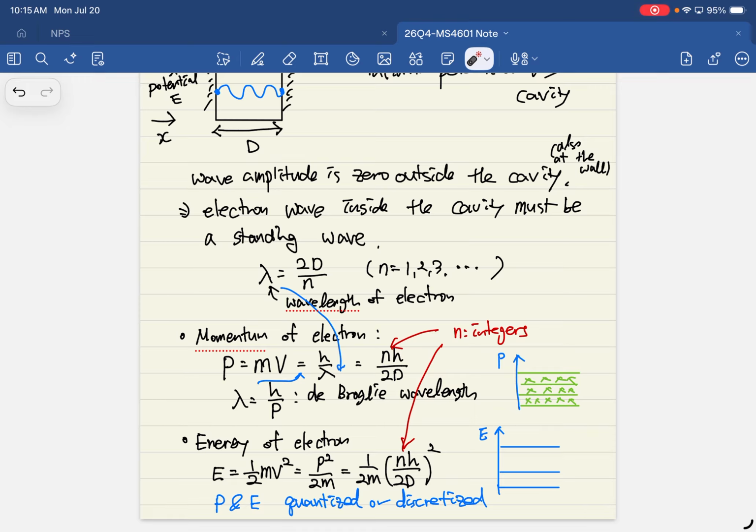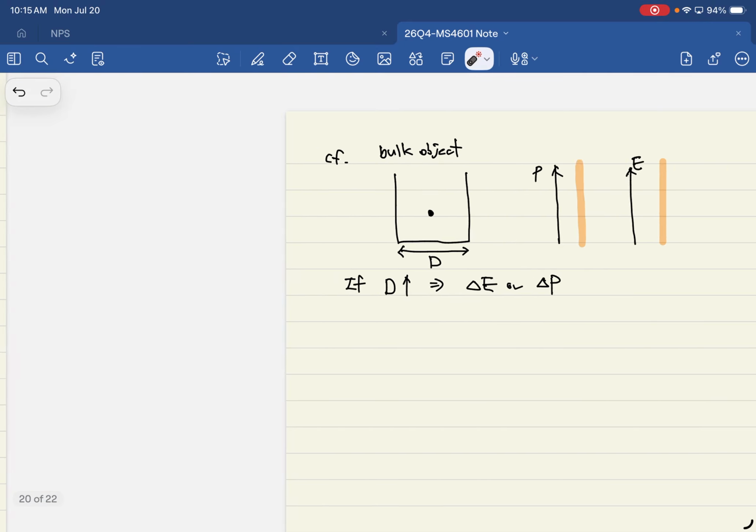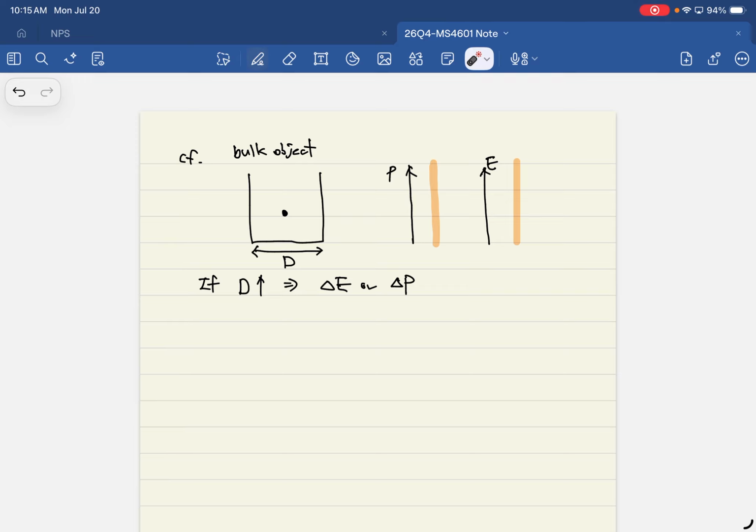So the momentum, okay, and then here nh over 2d, the energy is given as this one. If d increases here, what happens to delta p and delta E? It obviously goes down, right? So what that means is that now, if d is substantially large, what will happen to the difference? It's going to be very, very small, right? So for bulk objects, because this delta E and delta p are substantially small, it's essentially kind of continuous values, okay?